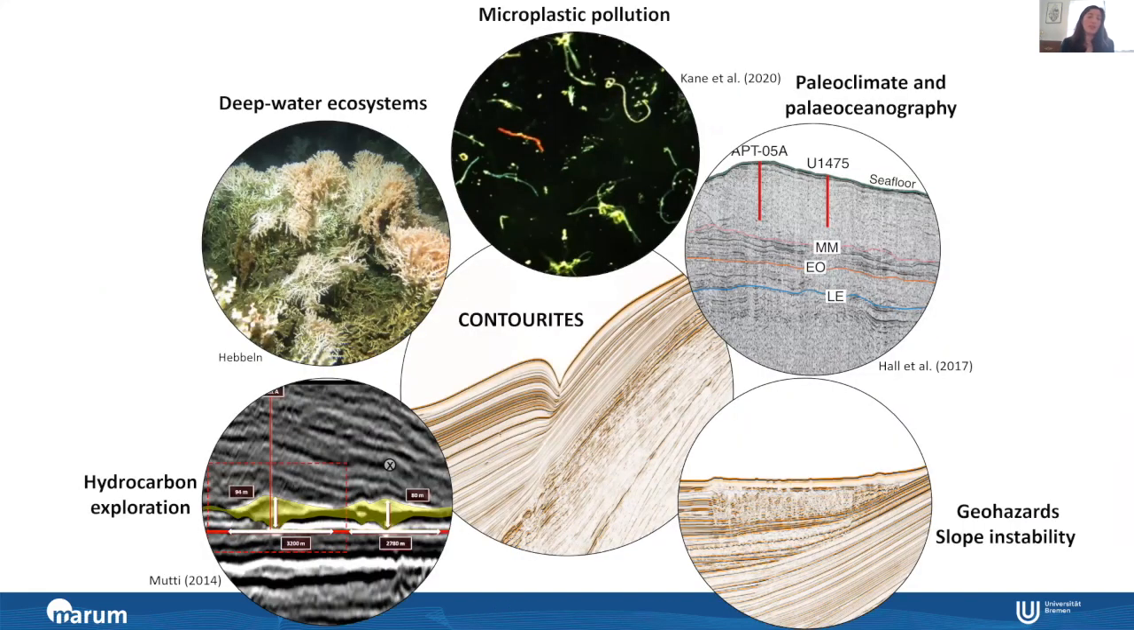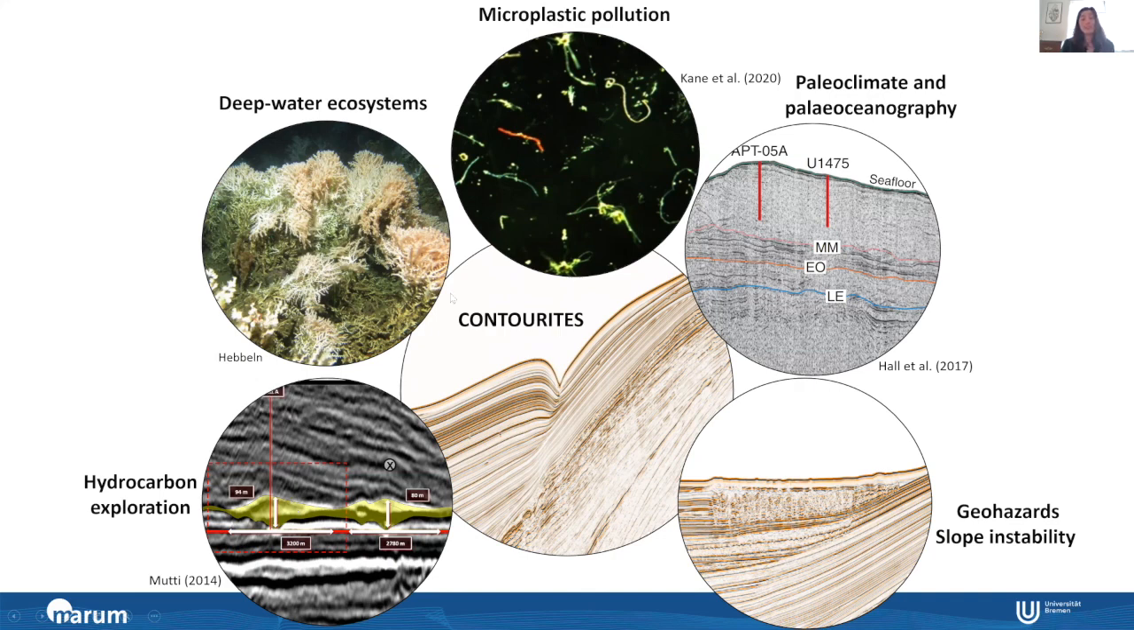And this is not only interesting because contourites are beautiful, and of course everybody wants to understand how they are formed, but they are also very important for other topics. As I said, often they are used as archives for paleoclimatology and paleoceanography, so we need to know how they are formed so that we understand these archives. And also contourites are very often affected by slope instability, and they can be a good deposit as a reservoir or seal for hydrocarbon exploration.